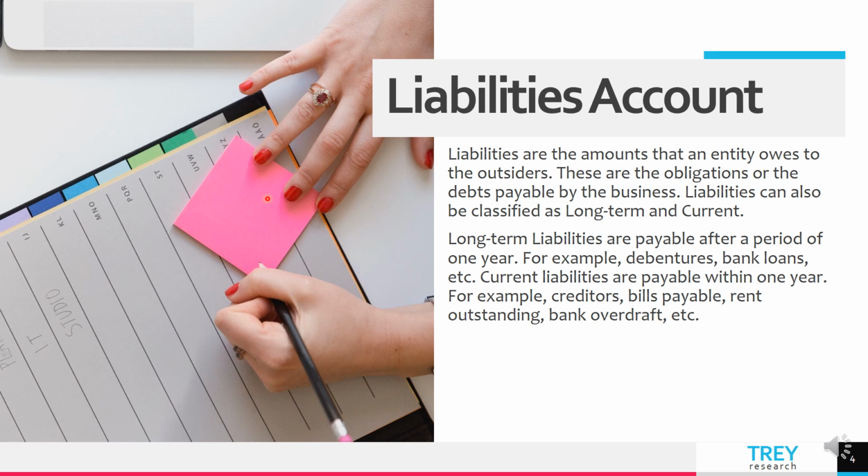Now, we can classify it into two types, long term and current liability. Long term liabilities are payable after a period of 1 year or 12 months, whereas short term liabilities, that is current liabilities, are payable within a period of 1 year. Examples of long term liabilities are debentures, bank loans, etc. Whereas current liabilities are creditors, bills payable, which I just told you, rent outstanding, bank overdraft, etc.